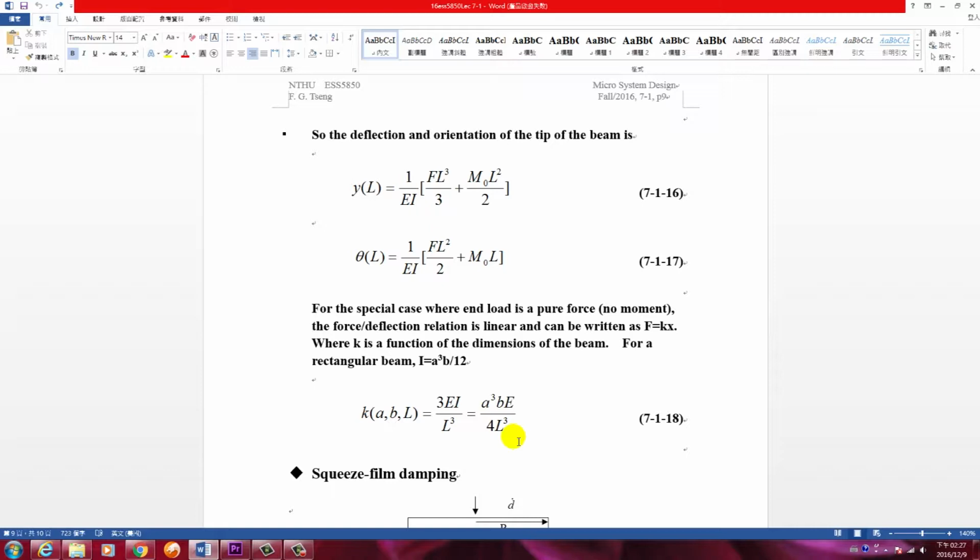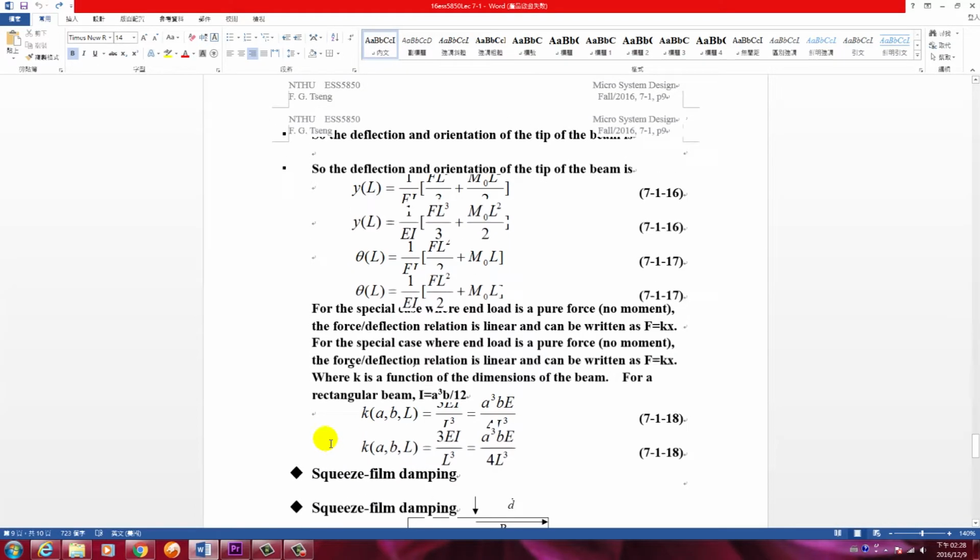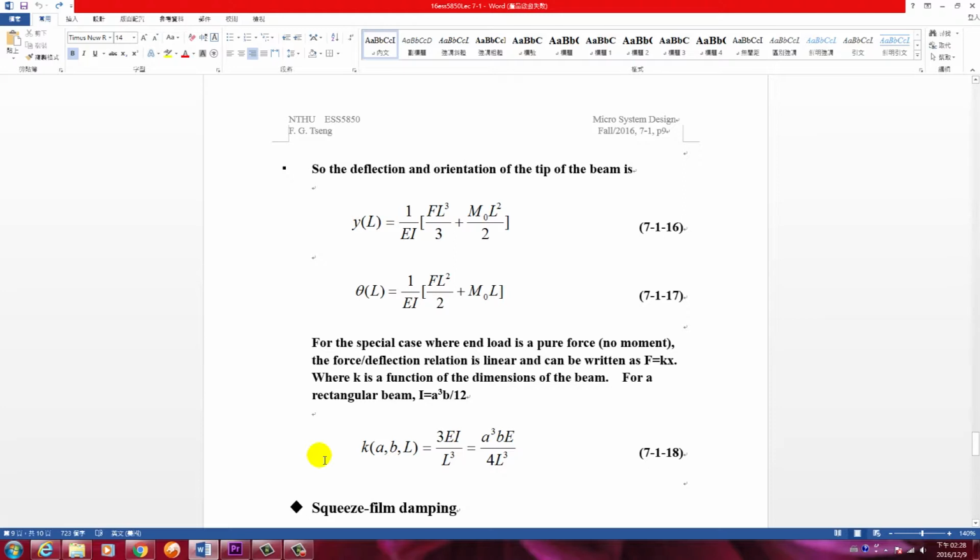Okay, so you can also replace the moment of inertia with the structure of the beam, the thickness of the beam, and also the width of the beam here. Okay, you got the final results here. Yeah, it's a very useful equation for a cantilever beam, to consider the cantilever beam as a spring. The spring constant is very useful for your design later on.